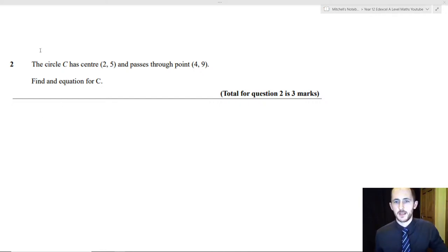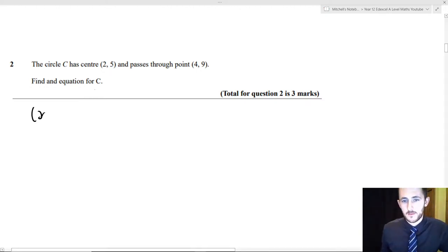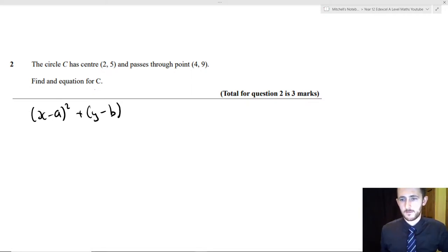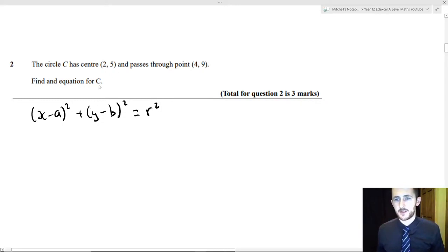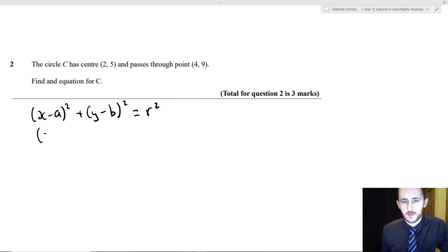So for question 2, it tells me that the circle C has center 2, 5 and passes through the point 4, 9. Find an equation for C. So what we need to do here is, in general, we have something that looks like this. Now they give me that the center is 2, 5, so I can write this now as x minus 2 squared.